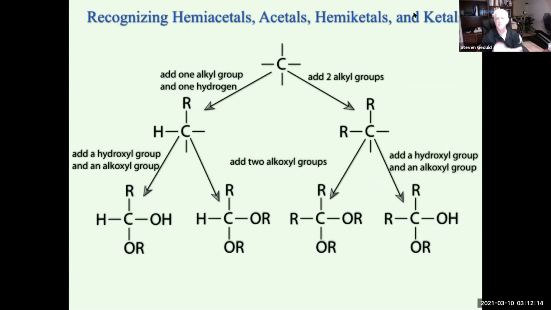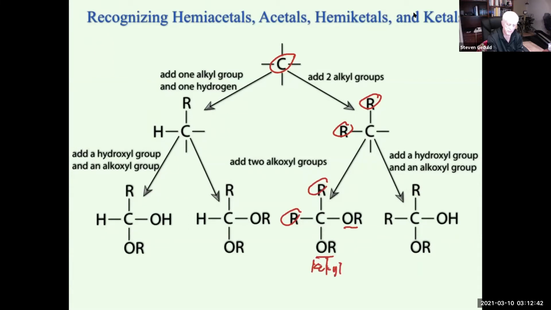Okay. So recognizing hemiacetals, acetals, hemiketals, and ketals. All right. This sums up the recognition of what we've been doing here. So here's the carbon we're bonded to, the center carbon. If we add two alkyl groups, we have an R and an R. Okay, that's going to give us keto groups. Because here's our two R's again. If we have two ORs attached, that is a ketal.